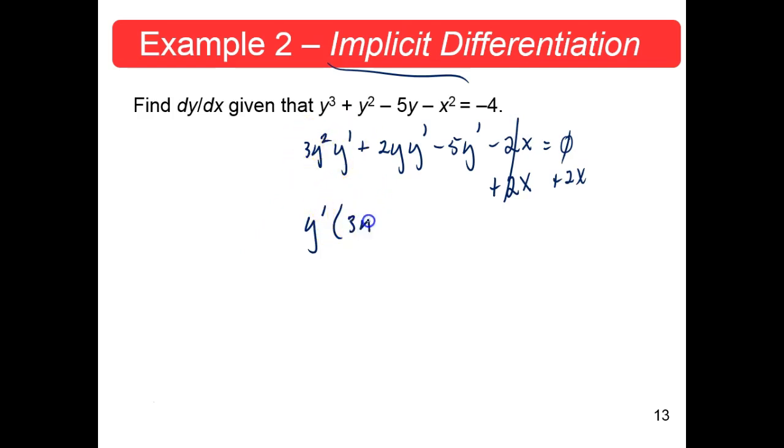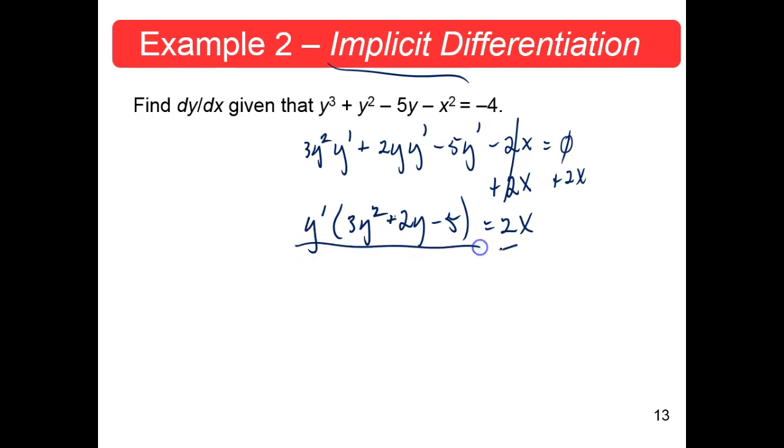3y squared, minus 3y, plus 2y, plus 2y minus 5. And we move this over, so that's equal to 2x. All right? And now our last little step.